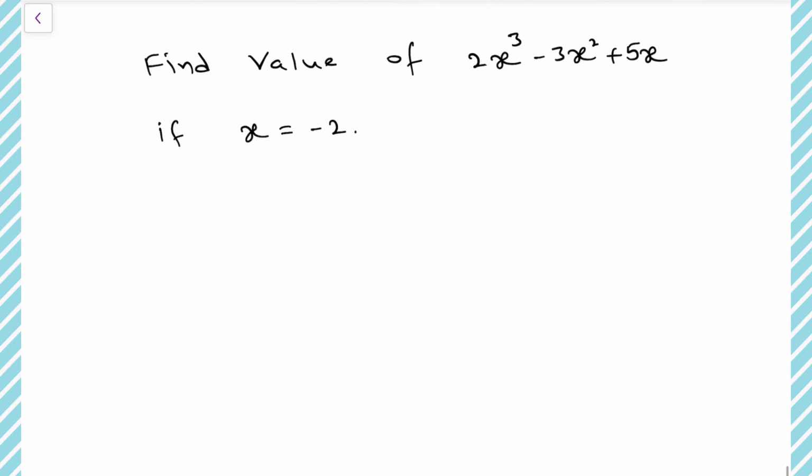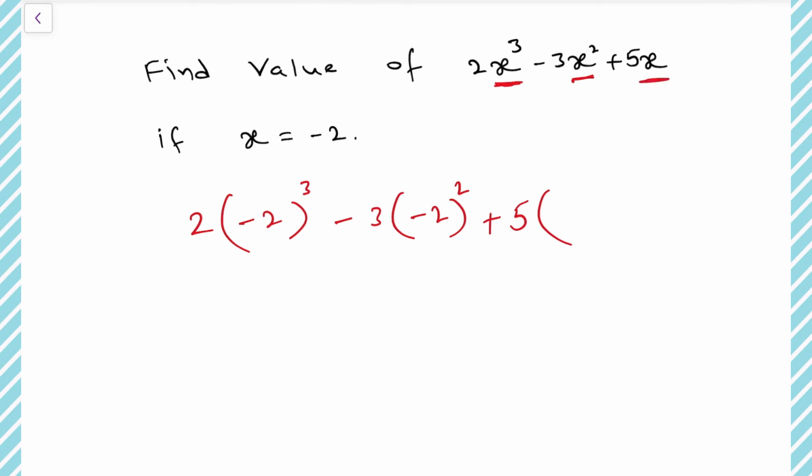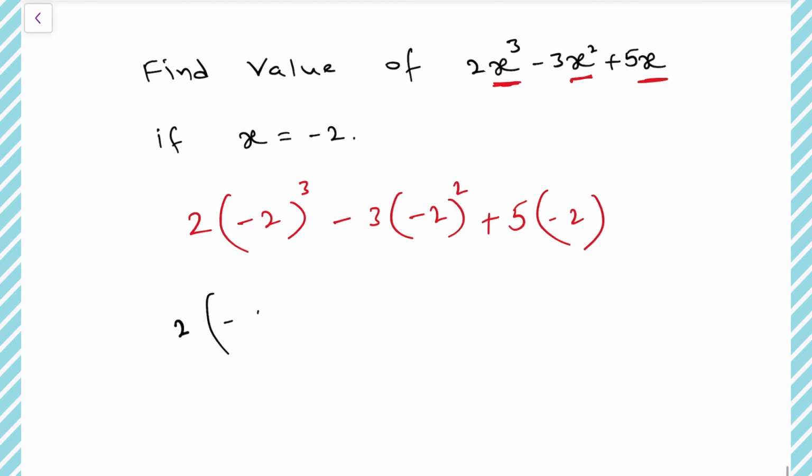Find the value of the cubic polynomial 2x cube minus 3x square plus 5x if x equals minus 2. 2 into, here in the place of x, minus 2 whole cube, minus 3 into, in the place of x, minus 2 whole square, plus 5 into, in the place of x, minus 2. 2 into minus 2 whole cube: minus 2 cube is 2 into 2 into 2, 8. Minus 3 into minus 2 square, 4, plus 5 into minus 2.